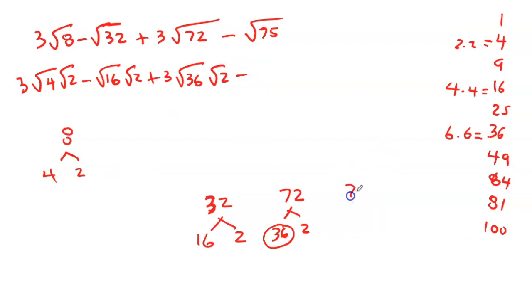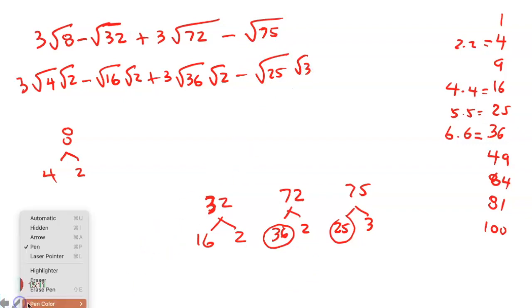75. Let's go with 75. Can I divide by 2? No. By 3? Technically, I can divide by 3. 3 times 25. What about the 25? Look at this, 25, here we go. 25 is a perfect square. It's 5 times 5. So I break the 75 into 25 times 3. So that's the idea. I broke the numbers, and I have perfect squares.